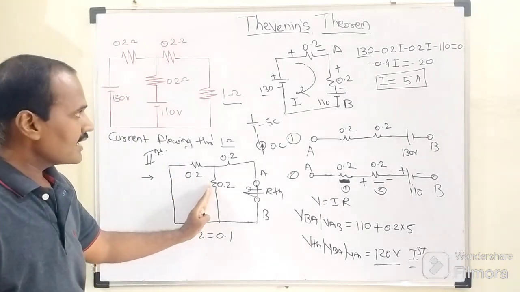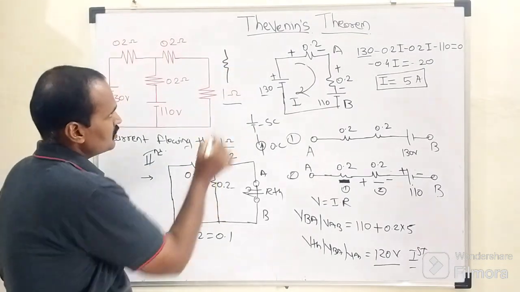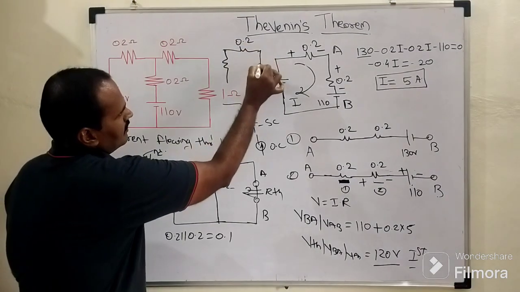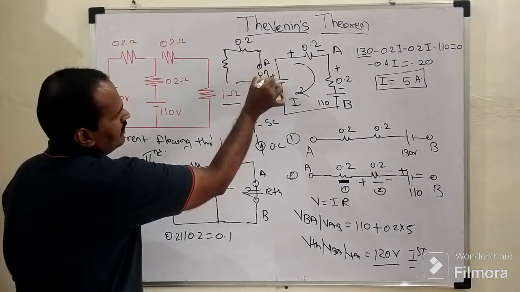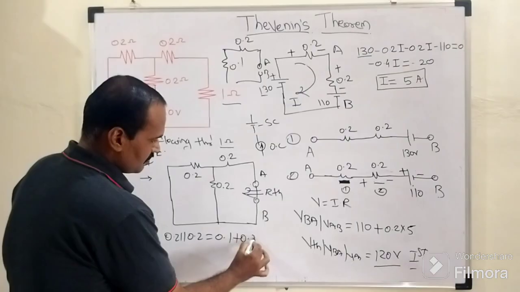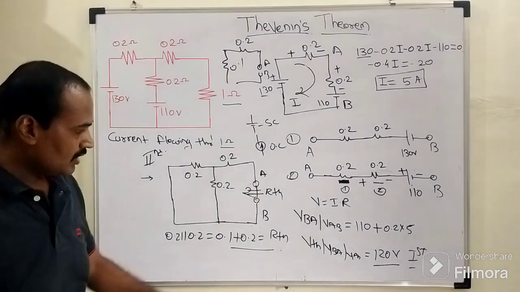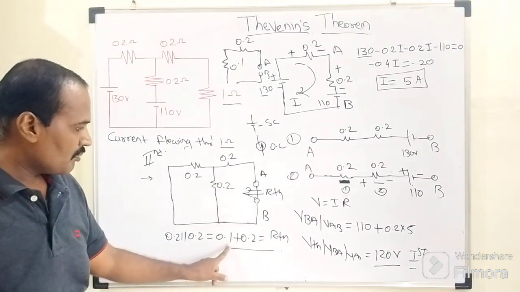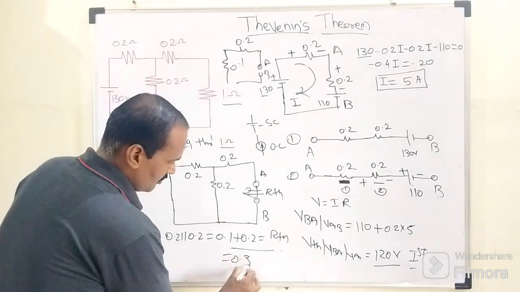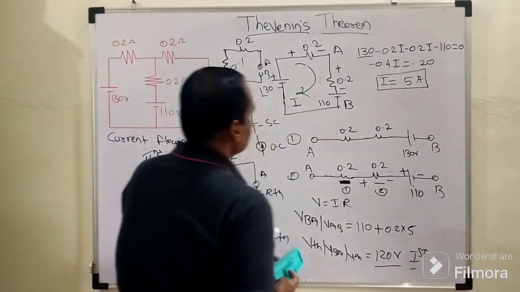So how will the circuit look? This will be the parallel combination of 0.2 and 0.1, and the remaining resistance of 0.2, and here we have A and B. So total resistance will become 0.1 plus 0.2. So RTH is exactly equal to how much? RTH equals 0.3. Right? RTH equals 0.3.